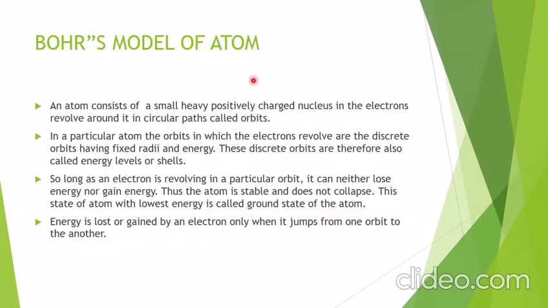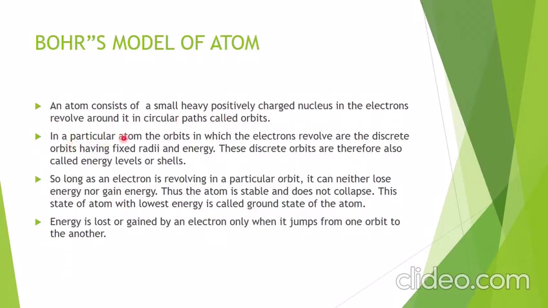Next, Bohr model of atom. This atom consists of a small, heavily positively charged nucleus and the electrons revolve around in circular paths that are called orbits. So inside, center मैं there is a positive charge and electrons around the positive charge in their circular paths, just like the sun is in the center and all the planets are revolving around the sun in their circular paths.